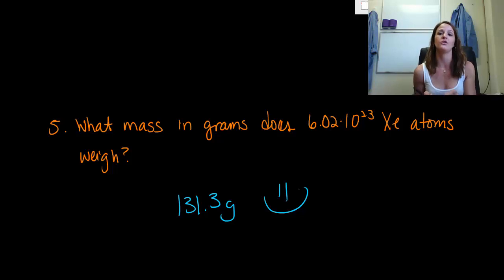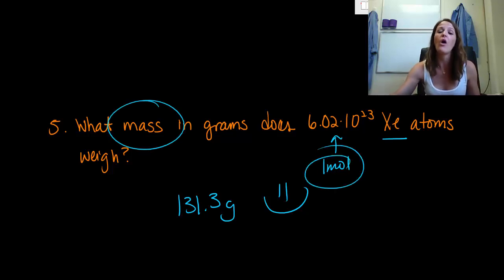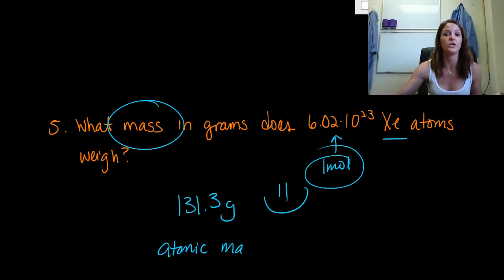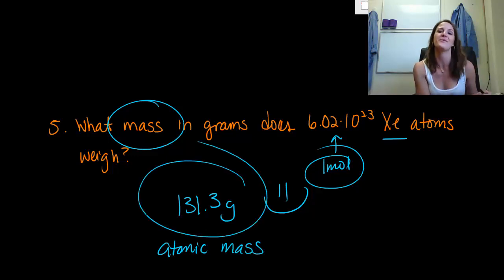So what I'm telling you to do is to go to the periodic table and find xenon. Now, we know that 1 mole is always equivalent to 6.02 times 10 to the 23rd atoms. And so if we're asking for what the mass is of 1 mole, all you had to do is figure out what the atomic mass is of xenon, and you can do that just from the periodic table. And if you did that properly, you'd get an answer of 131.3 grams.